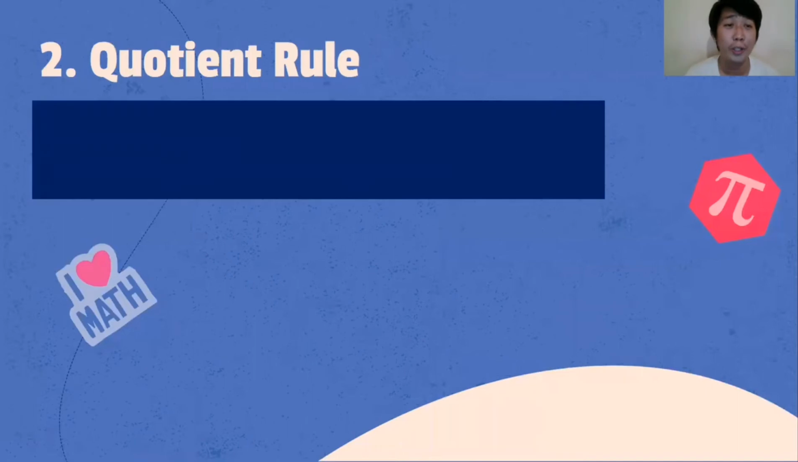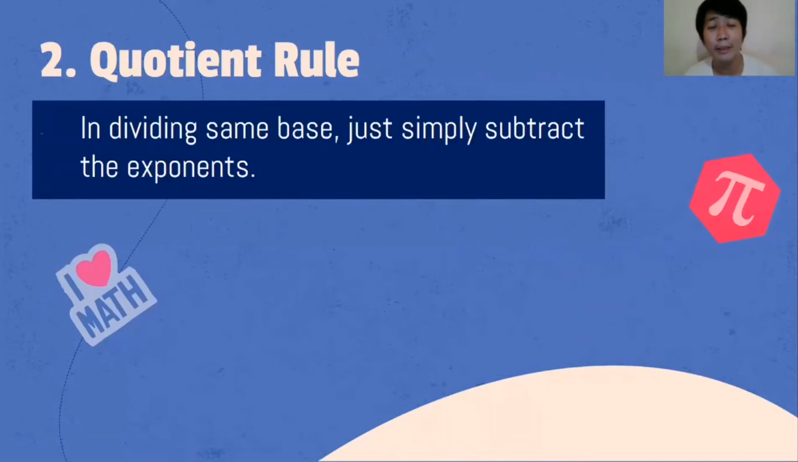What is the quotient rule? In dividing same base, just simply subtract the exponents. Again, in dividing same base, just simply subtract the exponents. A while ago, when multiplying, we were adding the exponents. On the quotient rule, we will be subtracting the exponents.